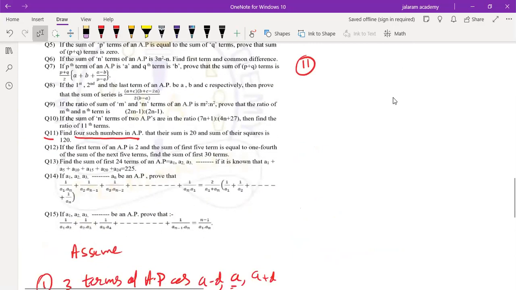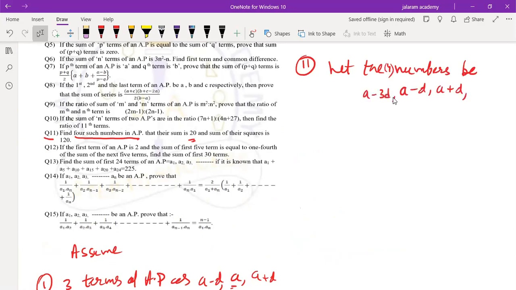Okay. So now for question number 11, find the 4 such numbers in AP that their sum is 20. So let the numbers be, what should we consider? Let the 4 numbers in AP be, middlemost are A minus D, A plus D, their difference is 2D. The previous is A minus 3D, next is A plus 3D. And their sum, find the sum, A minus 3D plus A minus D plus A plus D plus A plus 3D.